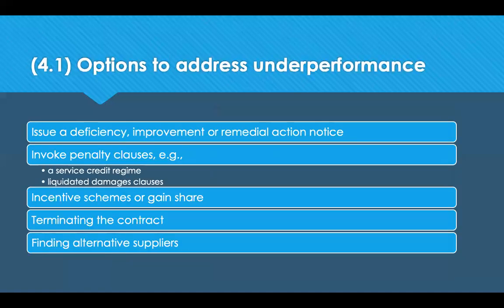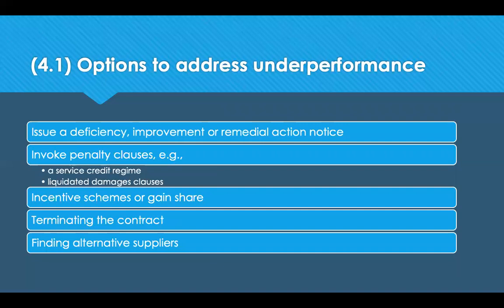The options you can use to address supplier underperformance is firstly to try and issue a deficiency, improvement, or remedial action notice to tell the supplier that you're not happy with their performance. You can invoke a penalty clause, such as a service credit regime, which is where you can deduct an agreed amount from the invoice rather than penalties being payable. A liquidated damage clause, which is used when the contract completion date is critical and the delay will have substantial financial costs for the purchaser.